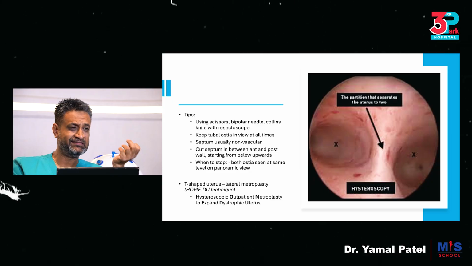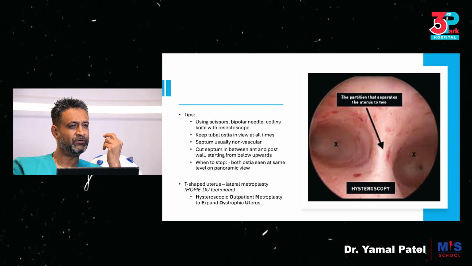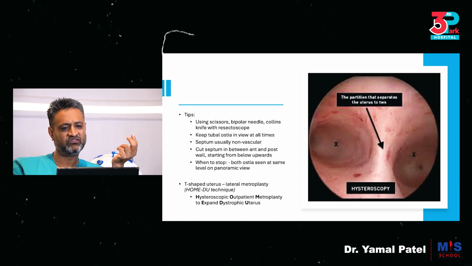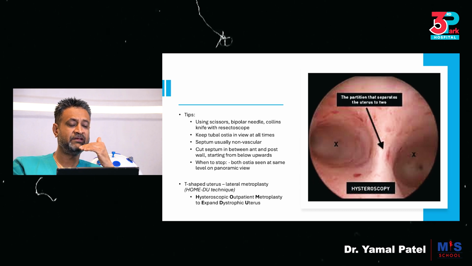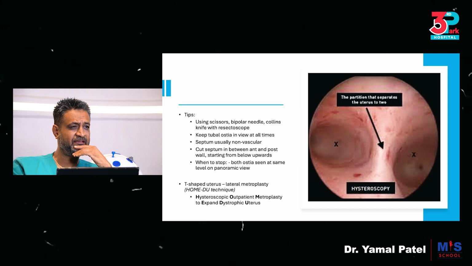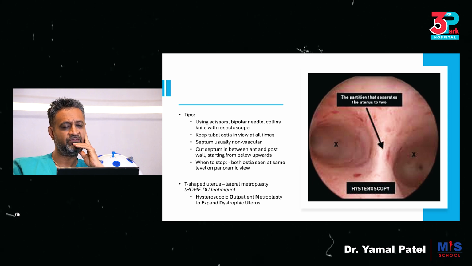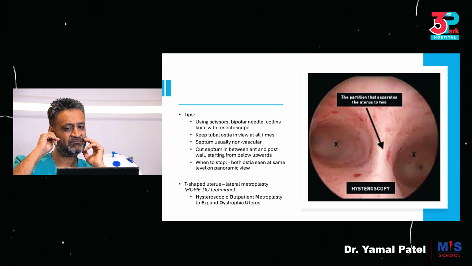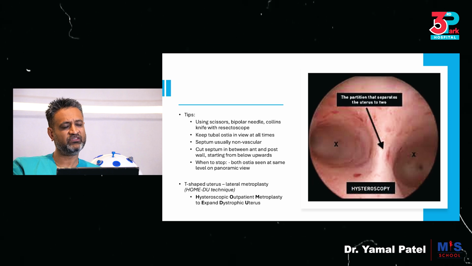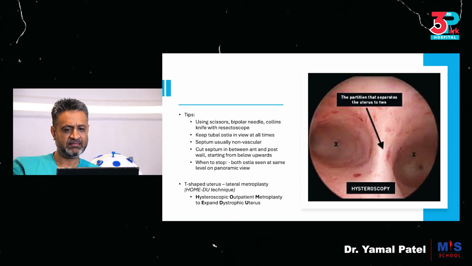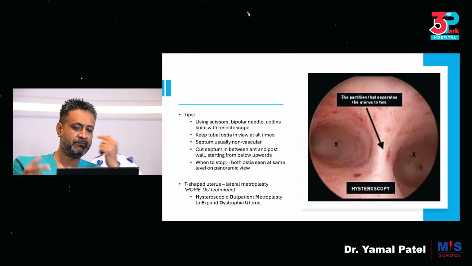Tips about these septum and metroplasty procedures: you can use scissors, cold scissors, you can use a bipolar needle, a Collins knife with the resectoscope, as all options. Keep the tubal ostia in view at all times. So while you're doing the resection of the septum, keep the tubal ostia in view at all times. Usually the septum happens to be not that vascular, and as you cut it in between the anterior and posterior wall, you start from below upwards, with your target being the ostia at the same level on the panoramic view.